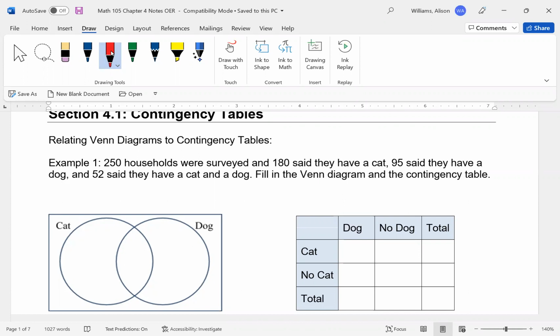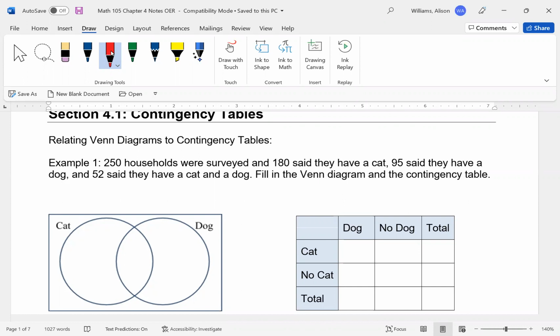So 250 households were surveyed and 180 of them said they had a cat, 95 said they had a dog, and 52 said they have a cat and a dog. Fill out the Venn diagram and then the contingency table, which is the table to the right.